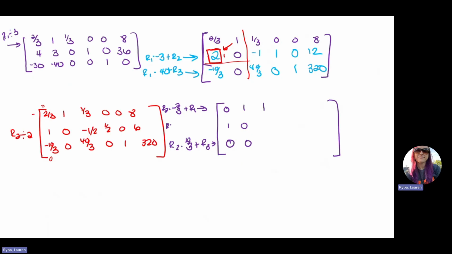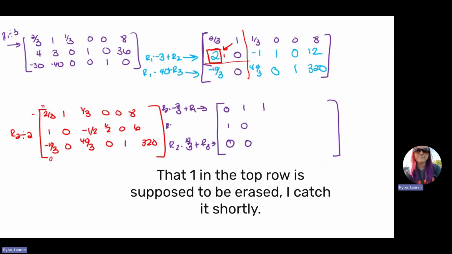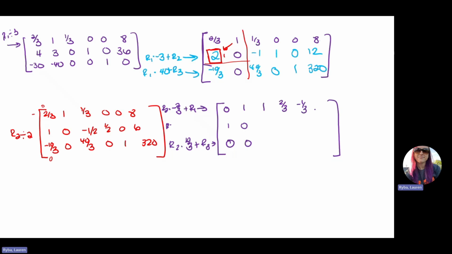-1/2 times -2 thirds is a third. 1/3 plus 1/3, 2 thirds. 1/2 times -2 thirds is -1 third plus 0, -1 third. The zeros are going to stay. 6 times -2 thirds. So 6 divided by 3, 2 times -2 is -4, plus 8 is 4. Okay, middle row stays the same. -1/2, +1/2, 0.